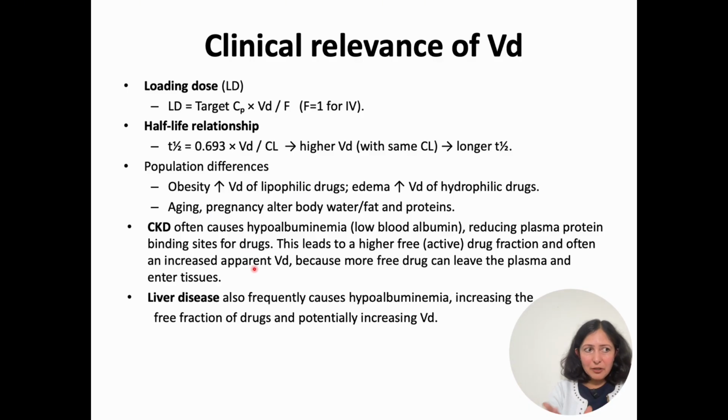And hence, when the patient has chronic kidney disease, the albumin concentration is lower and there is increased apparent volume of distribution. Also, liver diseases can lead to inadequate synthesis of albumin and potentially increased volume of distribution. And hence the clinicians are careful when they deliver drugs to these patients.